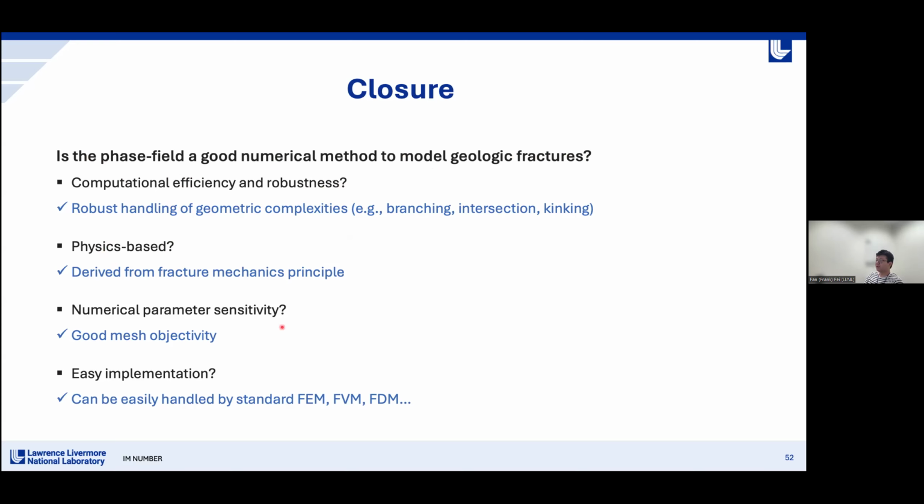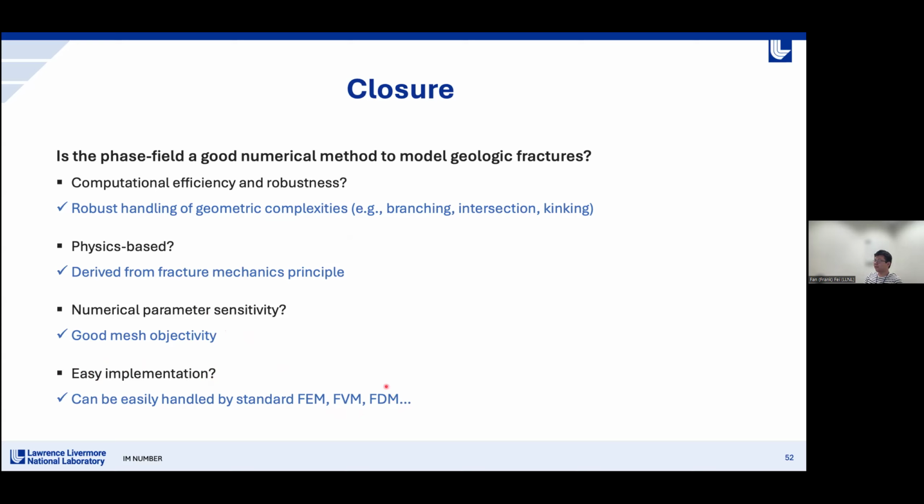Is the phase field solution sensitive to any numerical parameter? For this aspect, I didn't show an example here, but as I said, the phase field is like other non-local methods that have this mesh objectivity feature. And you can also check my papers. We have done a lot of this kind of mesh convergence studies for the phase field models we have developed. And lastly, is the phase field method easy to implement? Yes, it can be directly handled by the standard finite element, finite volume, and finite difference. So compared to many advanced methods nowadays, its implementation is way easier.